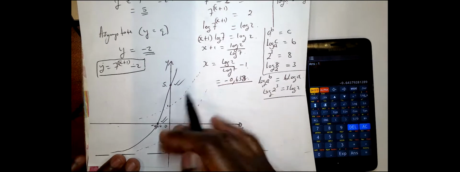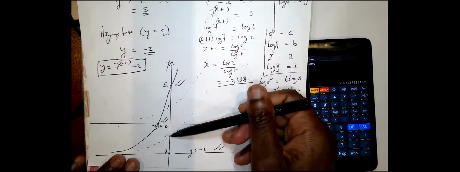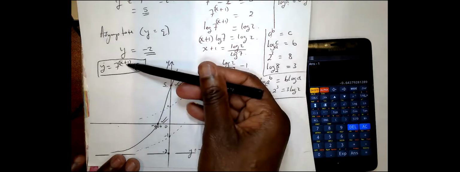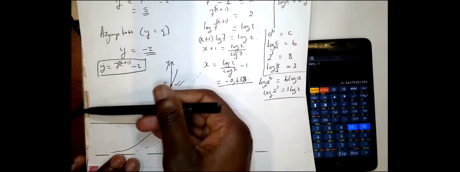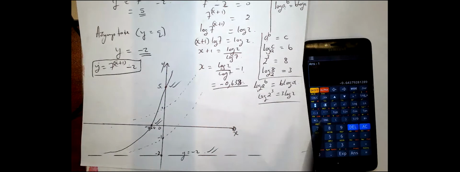You can see how we have moved our graph. We started by moving -2 units, and we moved 1 unit to the left because it's +1 here. When it's plus, we move to the left. When it's negative, we move to the right. So that's what you must have here.